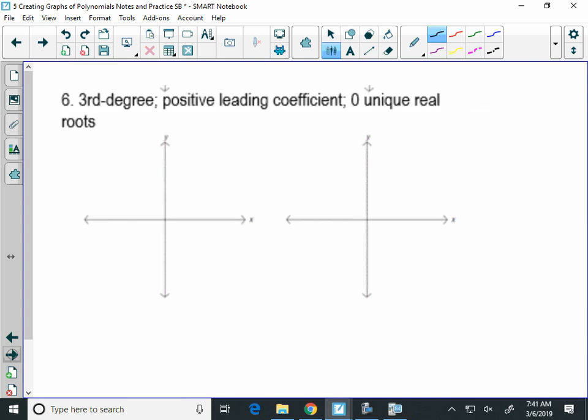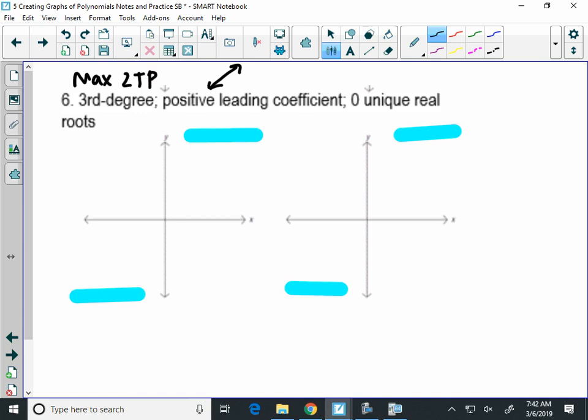All right, number 3, 3rd degree, positive leading coefficient, 0 unique roots. 3 is odd, which means that you're going to have arrows in opposite directions. Positive leading coefficient means they have a positive trend. So it means you're going to start low and end high. Now, 3rd degree means that you can have a maximum of 2 turning points and no x-intercepts.